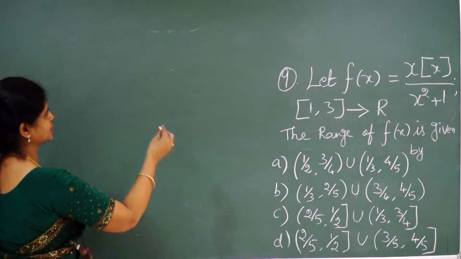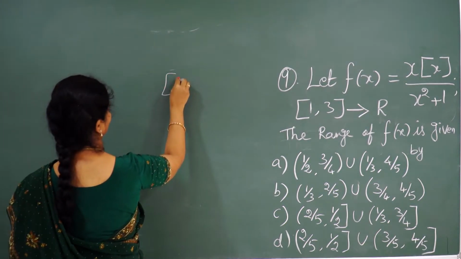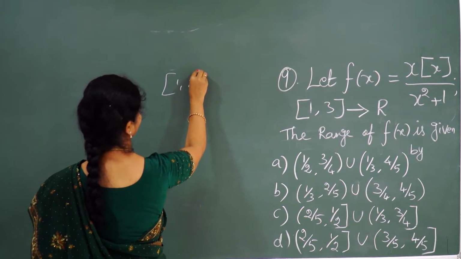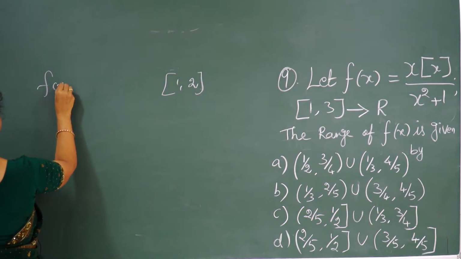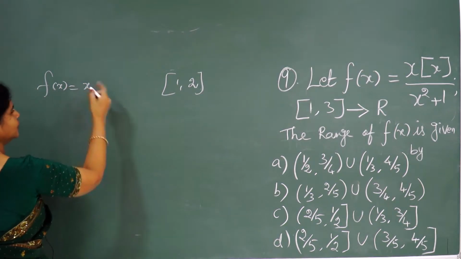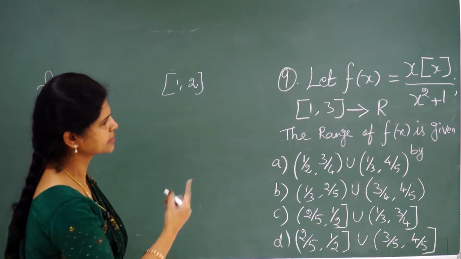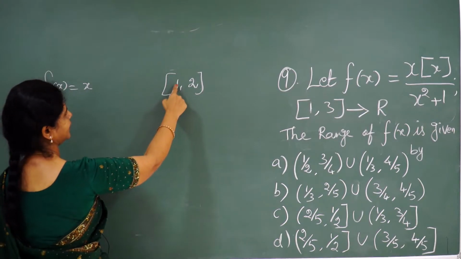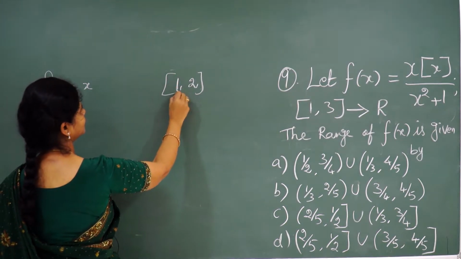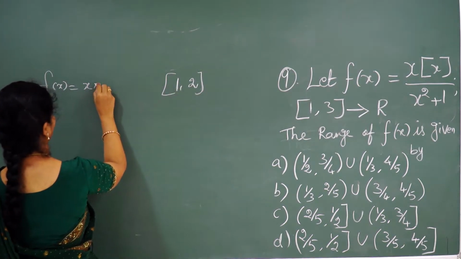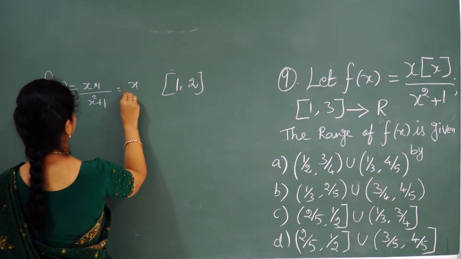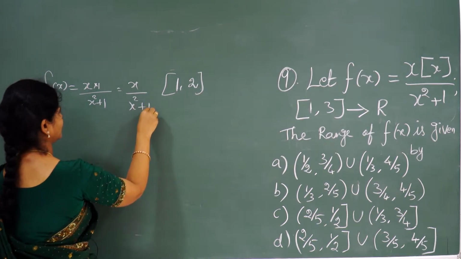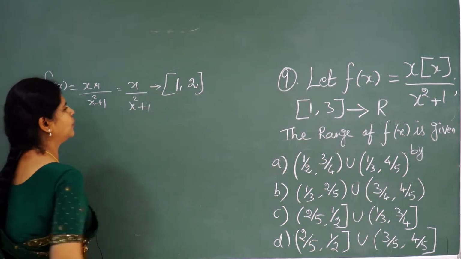So you split the interval 1 to 3 into 1 to 2 and 2 to 3. Now write the function, first in the interval 1 to 2. In this interval, what is your f of x? f of x equals x into the greatest integer, which for the interval takes the left side integer value, so 1, divided by x square plus 1. So that is x by x square plus 1 in the interval 1 to 2.